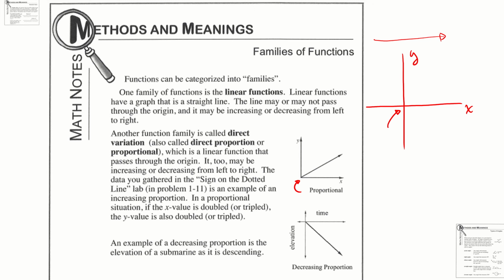Another function family is called direct variation. This is a lot like a linear function. Direct variation, you can also call this direct proportion or proportional. This is something that earlier, last year, you would have studied quite a bit in 8th grade. Proportions are those relationships that have two properties.